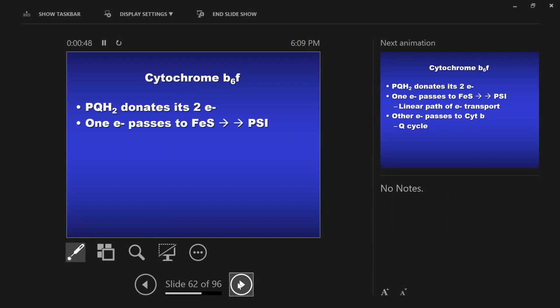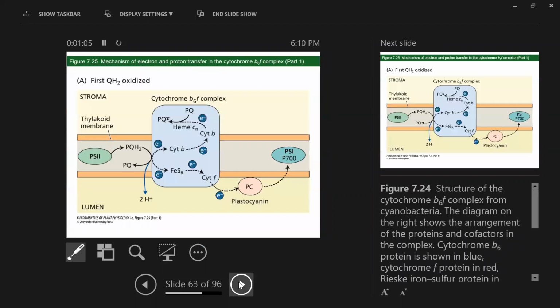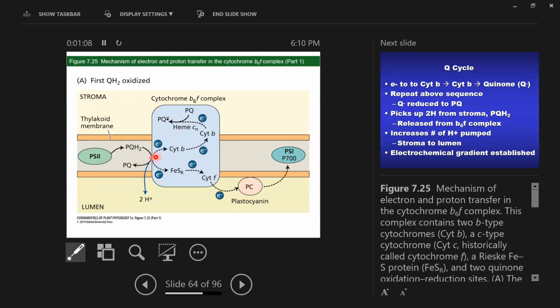One is going to go linearly, which is that second bullet point. So we'll hold off on that. And then the other one goes into the Q cycle. And so to kick that off, the electron's going to get past the cytochrome B. And here it is visually. So it gets past the cytochrome B, then to another cytochrome B. And then there's a plastoquinone there as well. But as we know, plastoquinone isn't chemically happy until it can get 2 electrons.